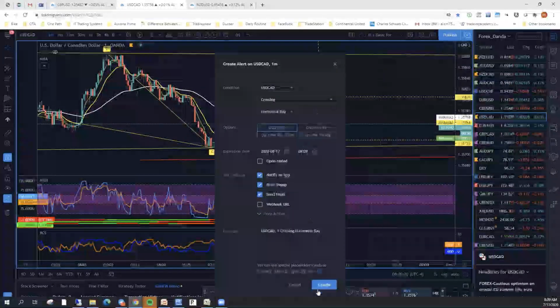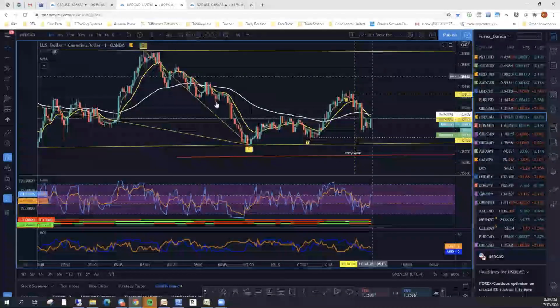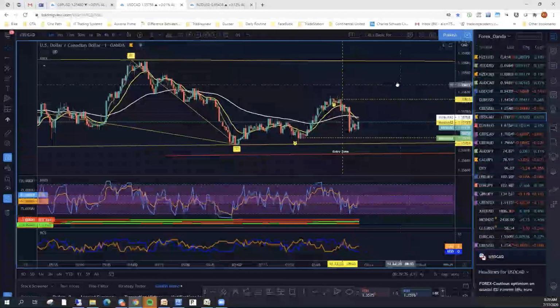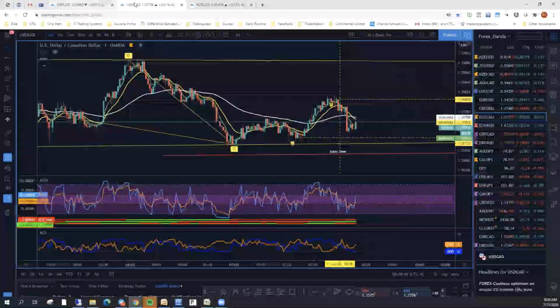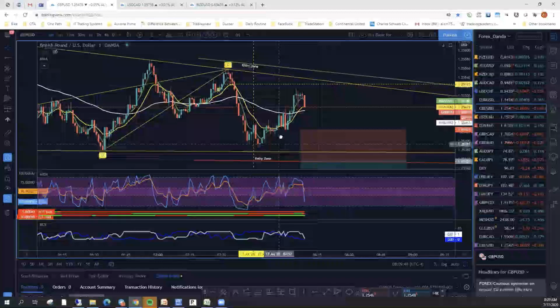And there's the alert. So now I have a little region, so that way if we're distracted for some reason, we get an alert, we can come back to it before it's past the point of no return. And that's for the US CAD, and then we're going to do the same thing again for the British US.